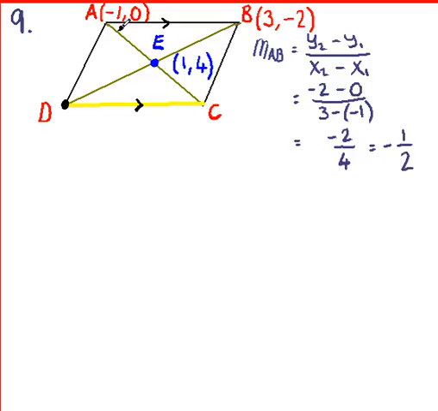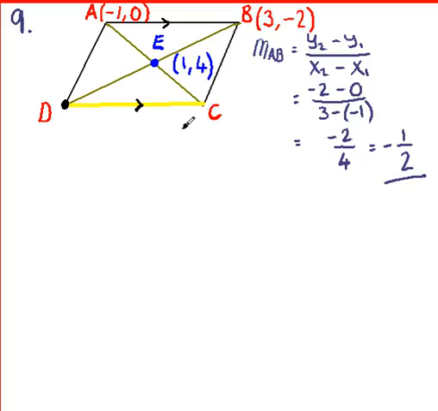So now we have the gradient of line AB, which is the same as the gradient of line DC. So we have the gradient of the yellow line. What we need now is a point on the yellow line. Now I've highlighted this point D as the one that we're going to work out, but I could have easily tried to work this one out.